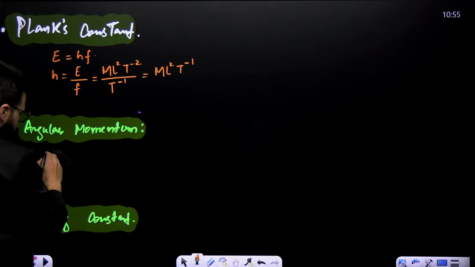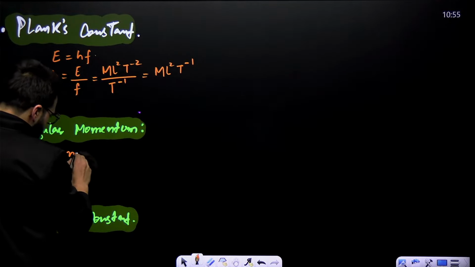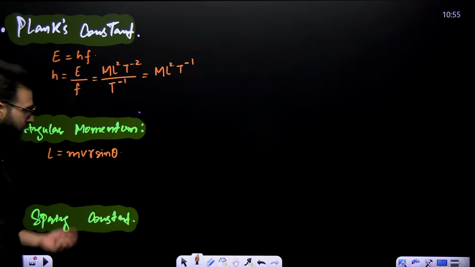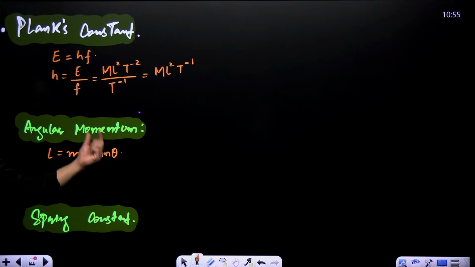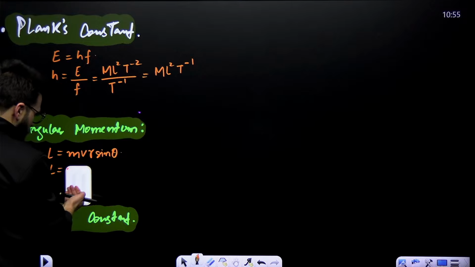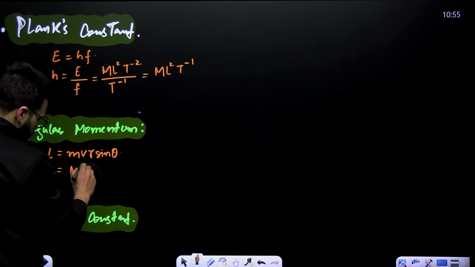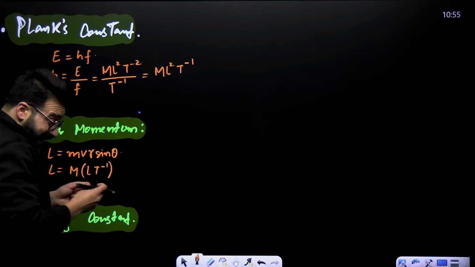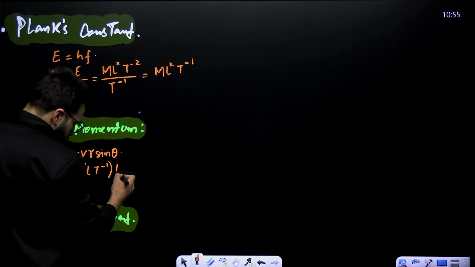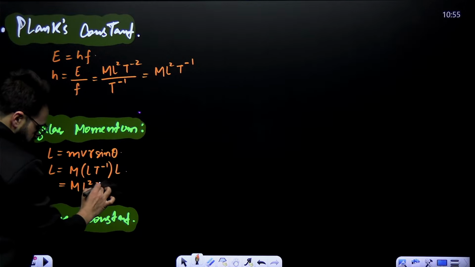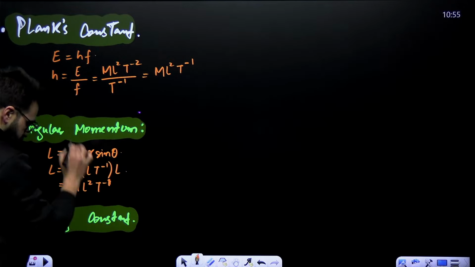Similarly, angular momentum. We say angular momentum is m v r sine theta. I told you theta is a dimensionless quantity, so sine theta is also dimensionless. So in this case, L is equal to m, for mass it is M, for velocity it is LT⁻¹, and for r, the radius, it is length, that is L. So this will become ML²T⁻¹.